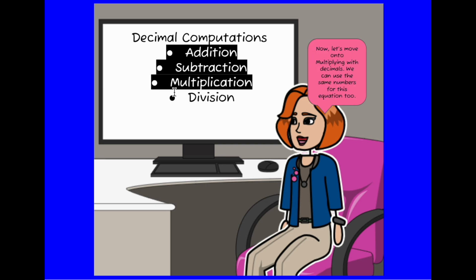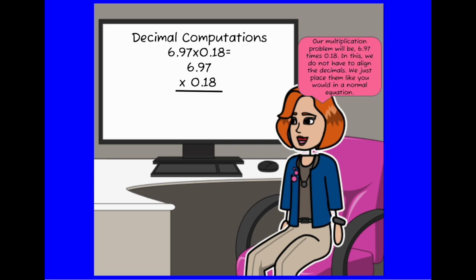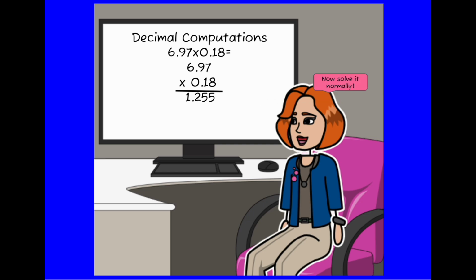Now let's move on to multiplying with decimals. We can use the same numbers for this equation too. Our multiplication problem will be 6 and 97 hundredths times 18 hundredths. In this, we do not have to align the decimals. We just place them like you would in a normal equation, so it'd be like ones place, and so on. Now solve it normally.